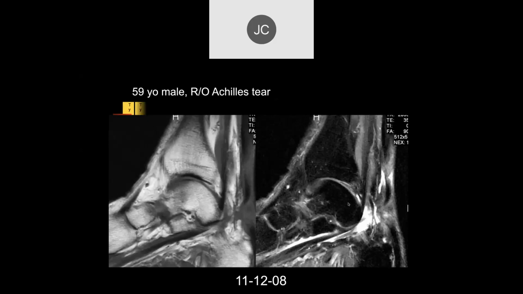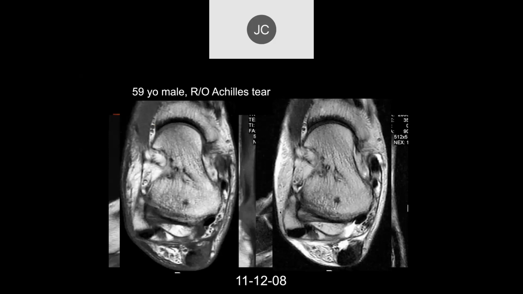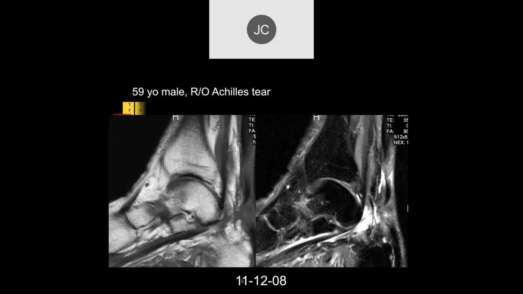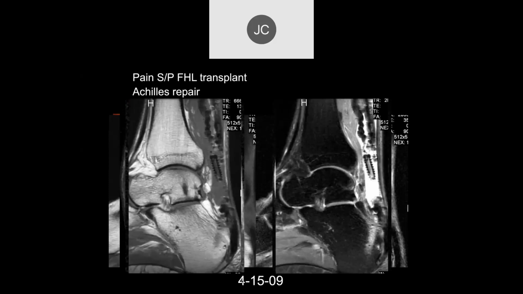No, so this was on 11/12/08. This was a complete tear with retraction. It's a little bit hard to see here, and here we can see the tendons kind of pulled off to one side. So then the patient came back, and this was, I don't know, 6 or 7 months later, and this is what it looks like.